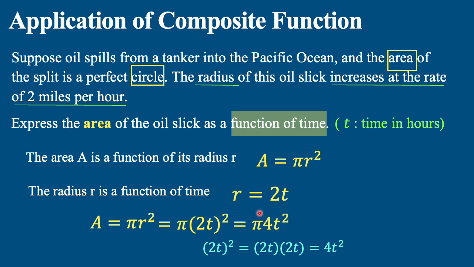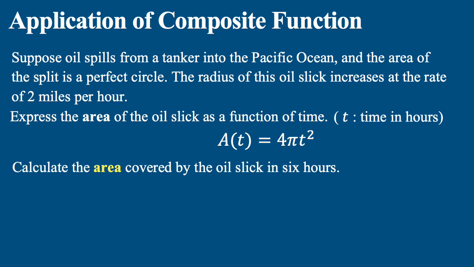Let's put the 4 in front of pi. So you have 4 pi t square. So area is now depending on time. Now you have area as a function of time.